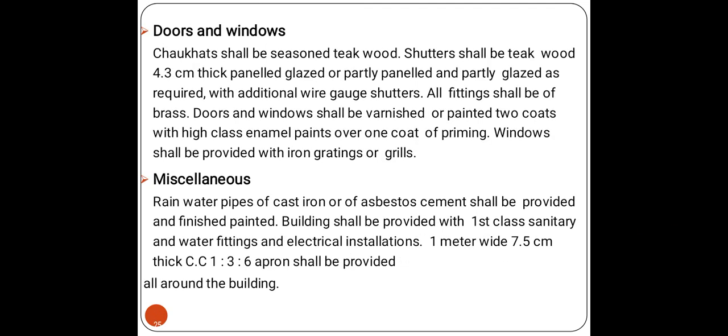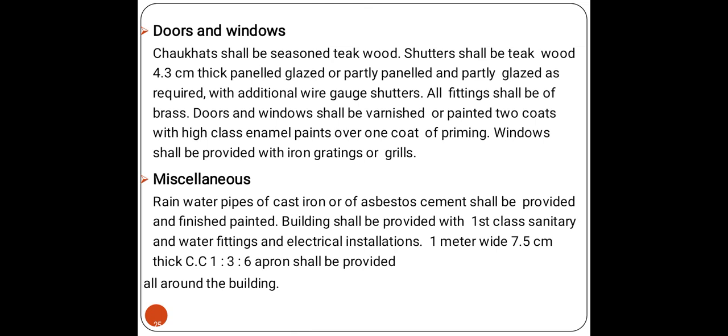For the case of doors and windows, sockets shall be seasoned teak wood, shutters shall be teak wood 4.3 centimeters thick, paneled, glazed or partly glazed as required, with additional wire gauge shutters. All fittings shall be of brass. Doors and windows shall be varnished or painted 2 coats with high class enamel paints over 1 coat of priming. Windows shall be provided with iron gratings or grills.